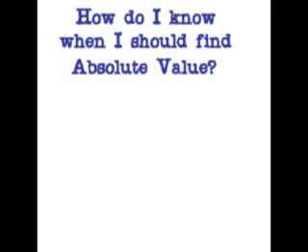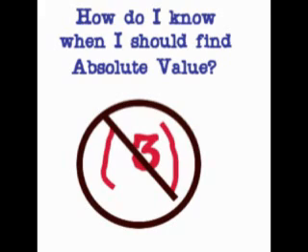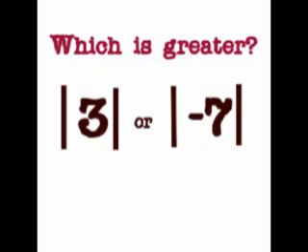So how do you know when you should be finding absolute value? Absolute value will be indicated by 2 straight lines. These lines will be surrounding a number. The number can be positive or negative. The number will not be surrounded by parentheses. Parentheses indicate something completely different than absolute value. Do not mistake the parentheses for absolute value.